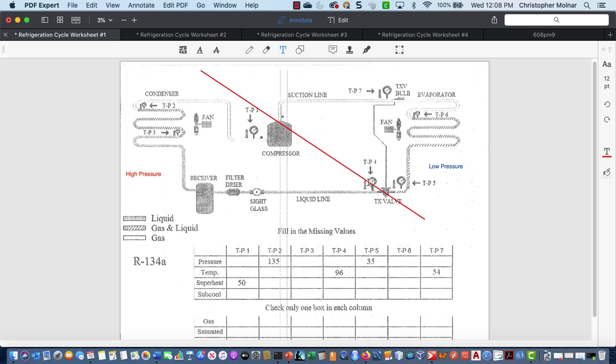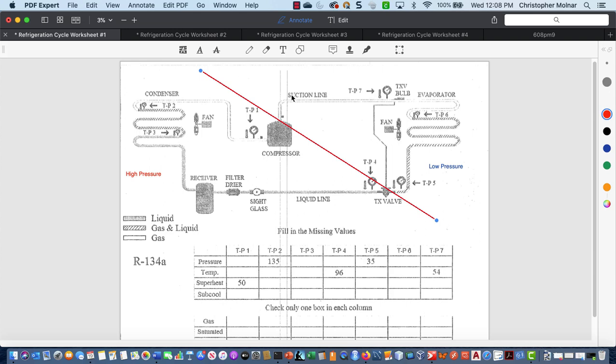What changes in different places is the temperature. And just remember, TP4, even though the line goes right through it, is actually on the high side because it's on the left side of the metering device. So when we're looking at these diagrams, the basic rule is that no matter where you put your gauges, if it's on the same side of the compressor and the metering device, the pressures are going to be the same.